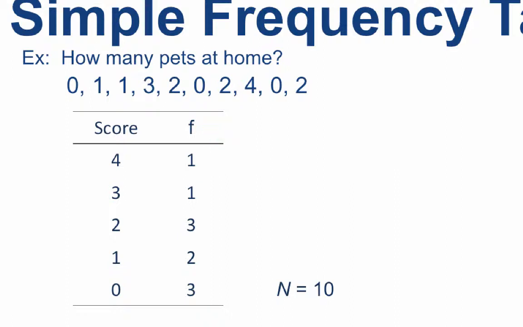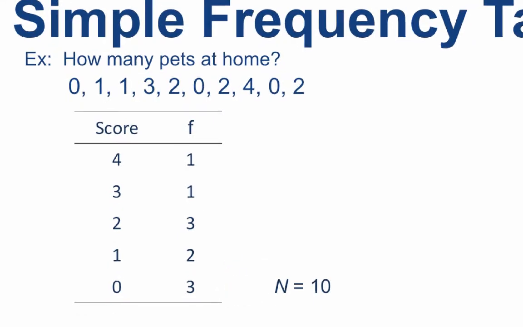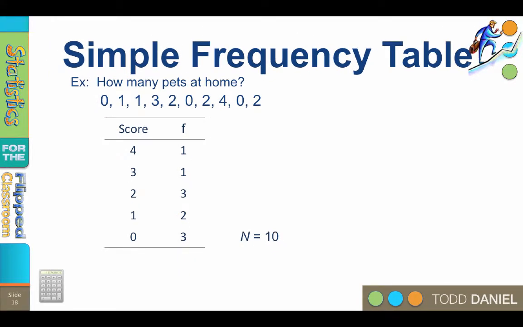So how many people had 4 pets at home according to our survey? Only 1. How many people had 3 pets? Also 1. Now, by the way, when working by hand, you will find it beneficial to cross out the numbers as you count them. What was the frequency for 2 pets? 3. How about for 1 pet? 2. And the frequency for 0 pets was 3. So now I have created my simple frequency table.